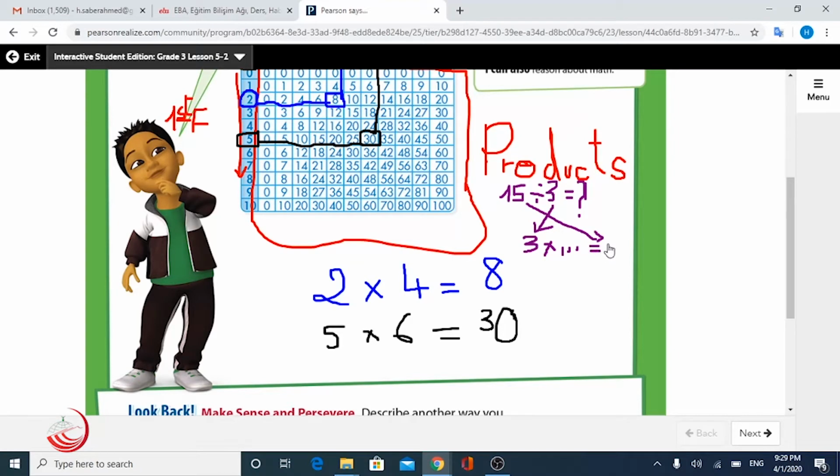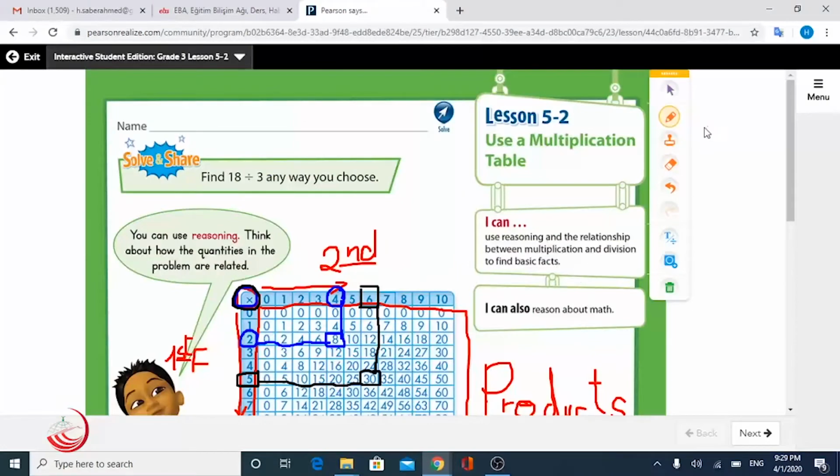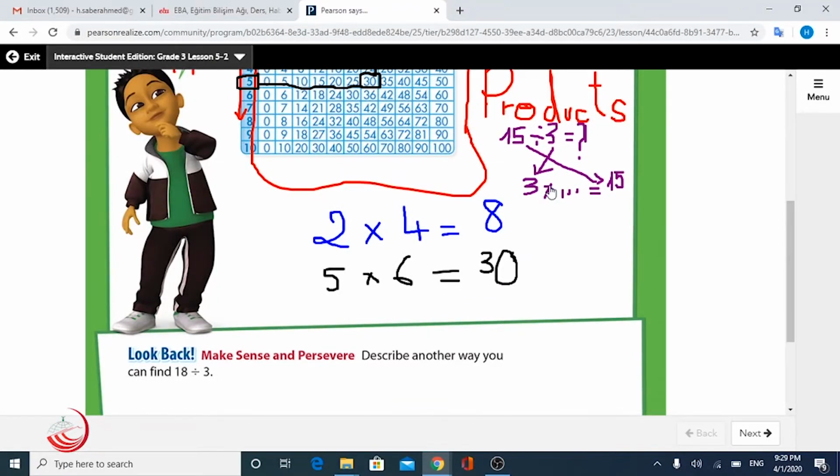Okay, so this 15 will go to this side. All right? So what is the number? If I multiply it by 3, it will give me 15. Let's go to our 3's facts. 3 times what will give me 15? Yes, okay. 3 times 5 will give me 15. So the answer for the division is 5. The quotient here is 5.